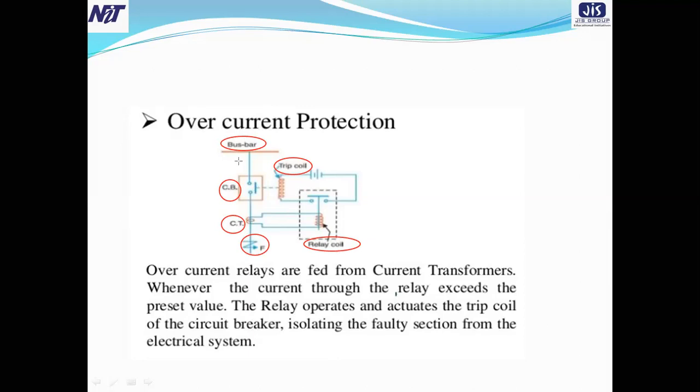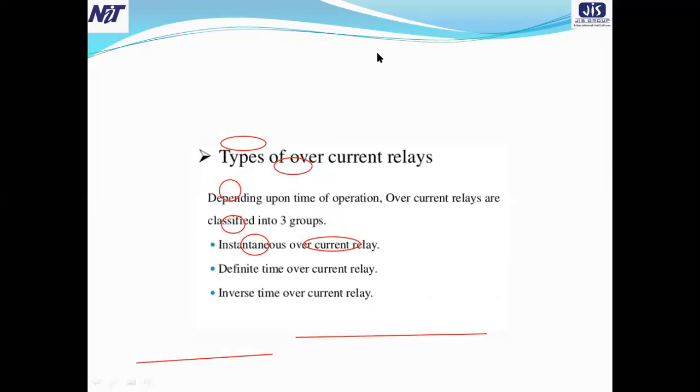It will be easier for you to understand what is actually happening and how the relay is operating. So this is the process. The relay operates and actuates the trip coil of the circuit breaker, isolating the faulty section. So what it is doing is isolating the faulty section from the electrical system. Okay. Now move to the next slide.